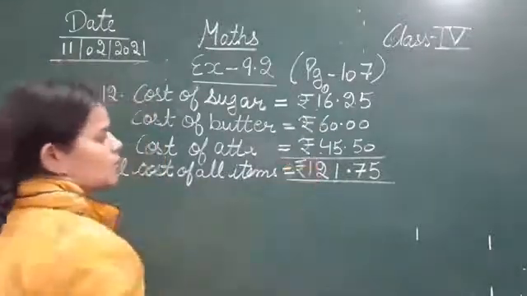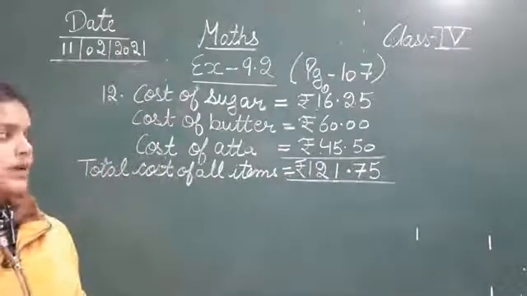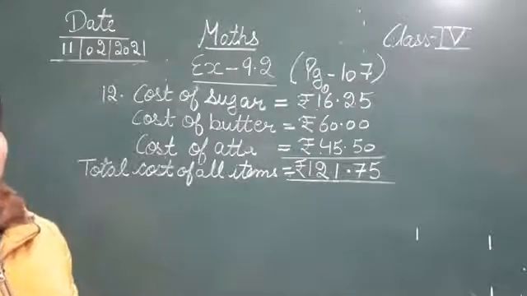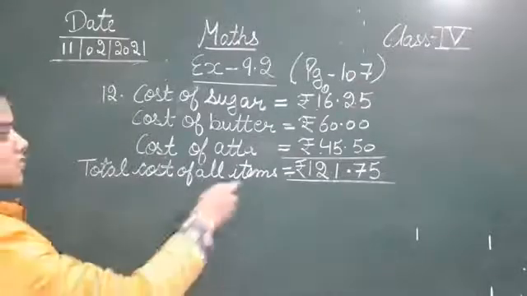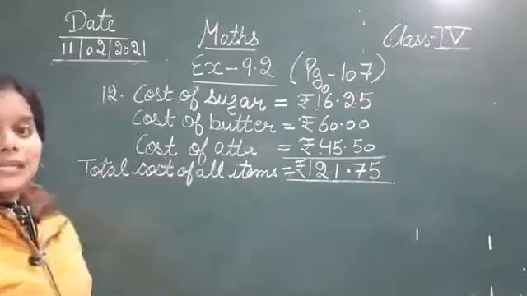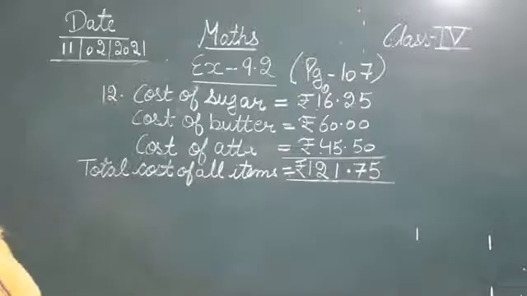So this is the cost of all our items, that is 121 rupees and 75 paise. So the cost of all items is 121 rupees and 75 paise. So this is the total cost that he had to pay for all the items that he has purchased.